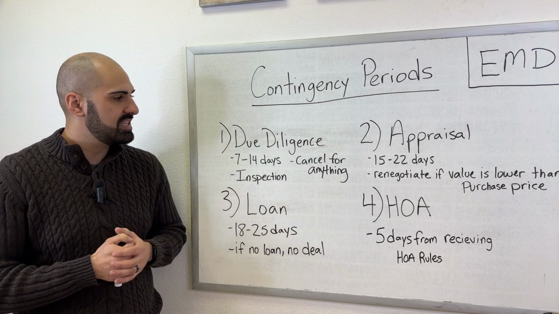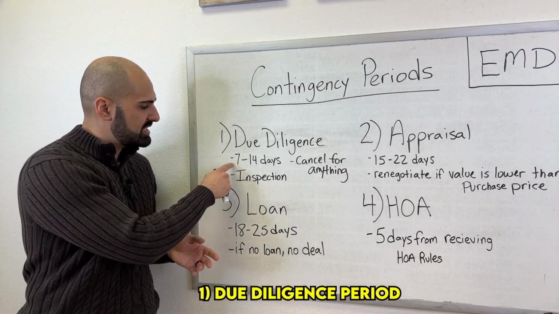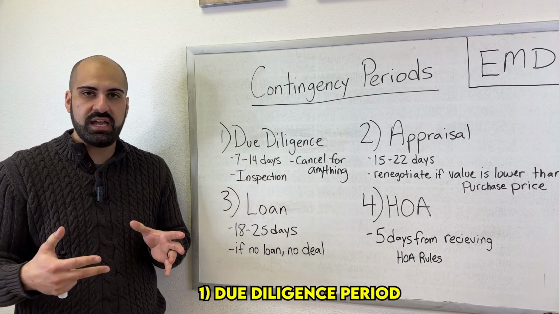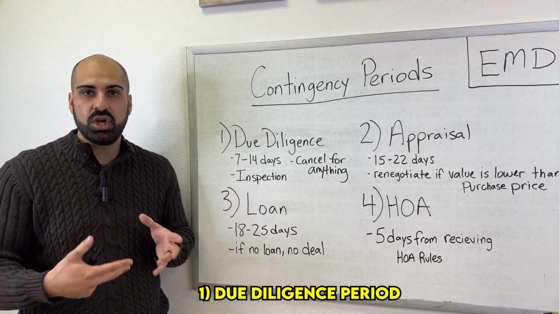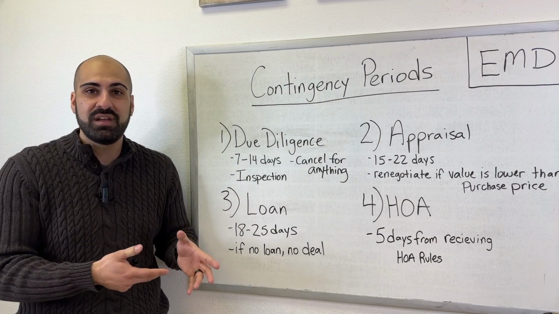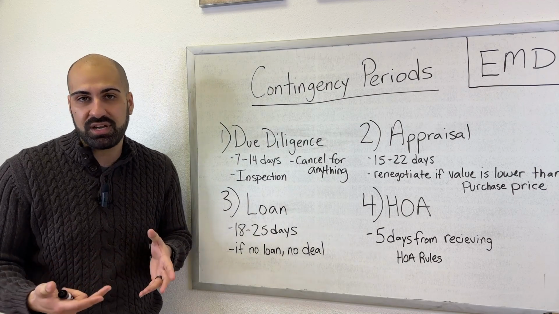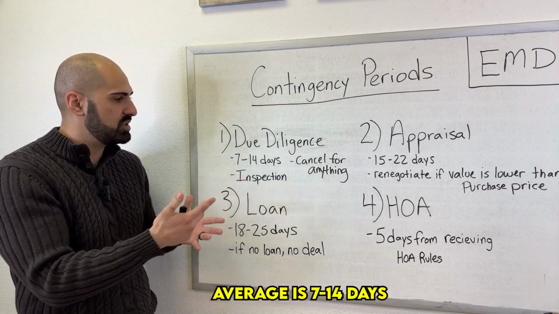So the first one is due diligence, the due diligence period. This, I say, is 7 to 14 days. That's the average amount of time that's given usually to the buyer that's negotiated over. It could be less if it's a seller's market, right? And the seller wants less time for them to do their due diligence. It could be more if the buyer is in a buyer's market and they want more time, but the average is about 7 to 14 days.